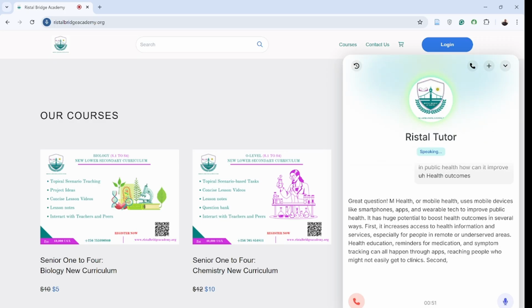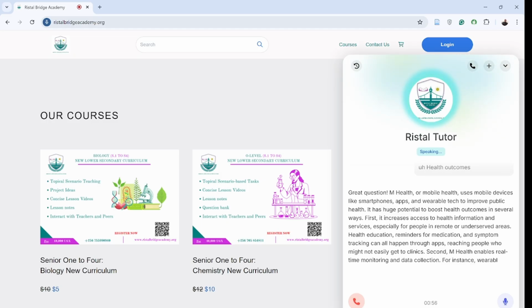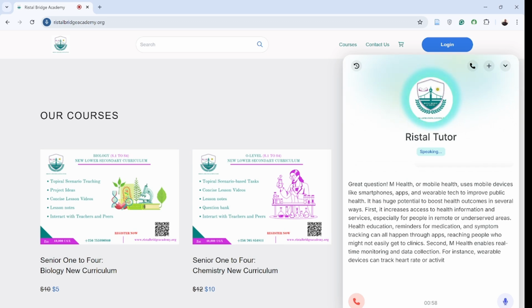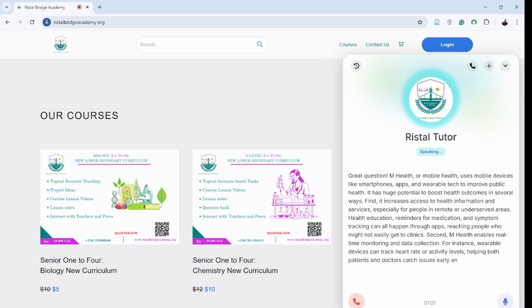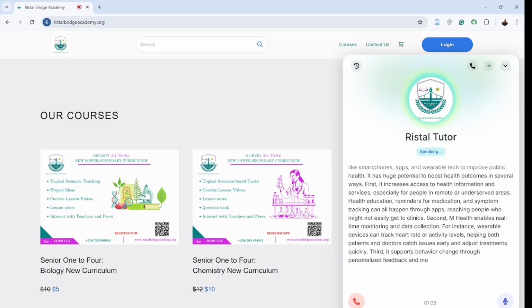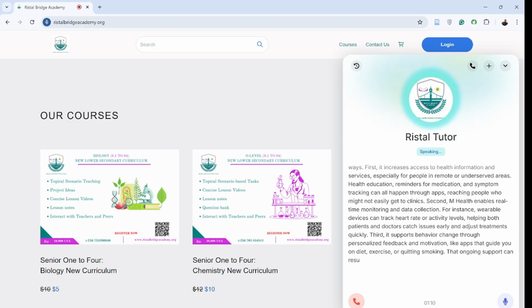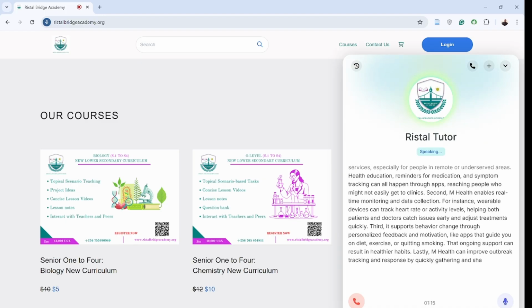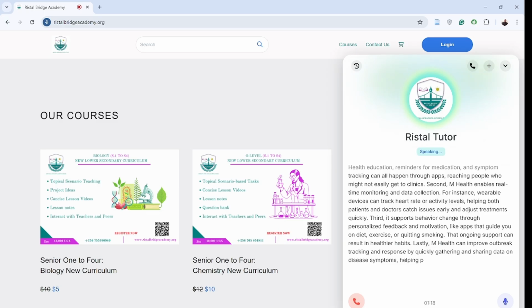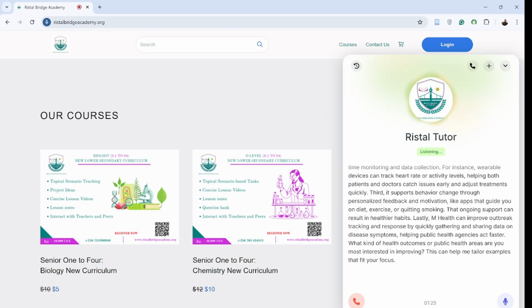to clinics. Second, mHealth enables real-time monitoring and data collection. For instance, wearable devices can track heart rate or activity levels, helping both patients and doctors catch issues early and adjust treatments quickly. Third, it supports behavior change through personalized feedback and motivation, like apps that guide you on diet, exercise, or quitting smoking. That ongoing support can result in healthier habits. Lastly, mHealth can improve outbreak tracking and response by quickly gathering and sharing data on disease symptoms, helping public health agencies act faster. What kind of health outcomes or public health areas are you most interested in improving? This can help me tailor examples that fit your focus.